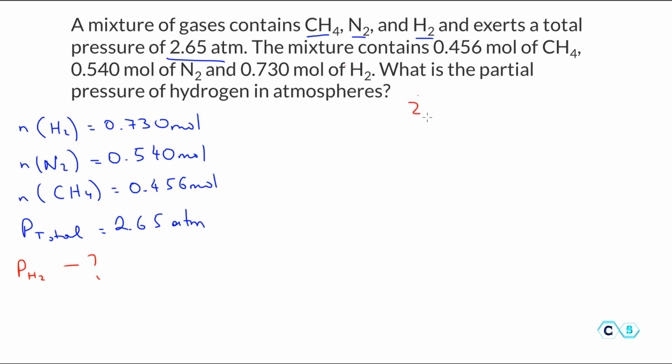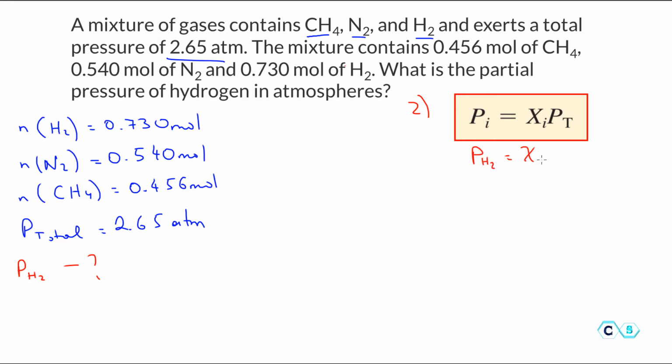Step 2, what you want to do is write down this equation, this formula, and you look from here at what you have and what you don't have. We're trying to find the partial pressure of the hydrogen. So let's put it this way. The partial pressure of the hydrogen is equal to the mole fraction of the hydrogen multiplied by the total pressure of the system. We have the total pressure and we're missing the mole fraction of the hydrogen. So this is what we need to do now.